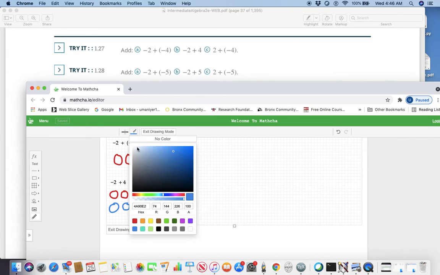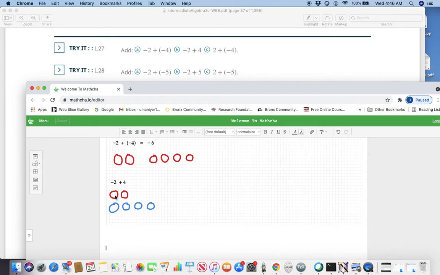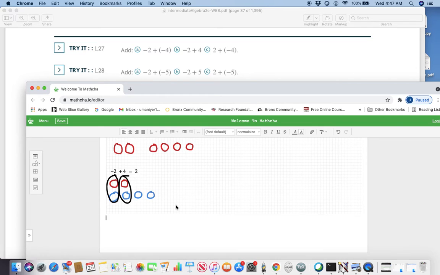All right. Now what happens is we have to combine. So 1 negative and 1 positive combine to be a 0. So they cancel each other. 1 negative and 1 positive combine to give you a 0. What are we left with? 2 blue counters. So I have equals +2.